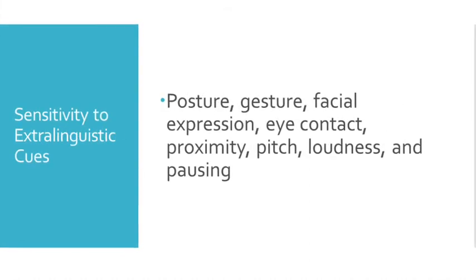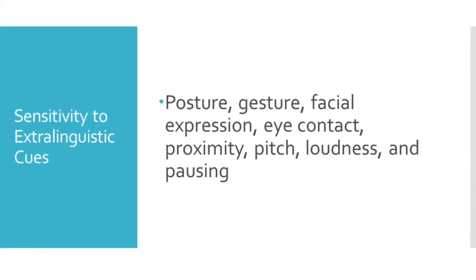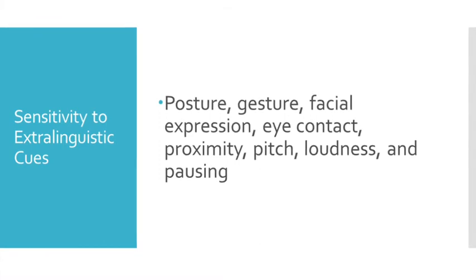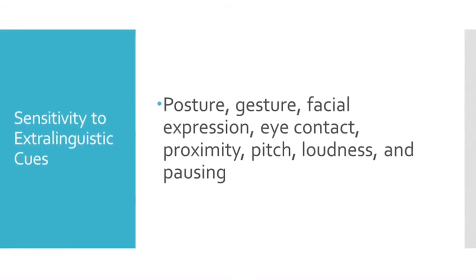The final building block of pragmatic development is sensitivity to extra-linguistic cues. Extra-linguistic cues include posture, gesture, facial expression, eye contact, proximity, pitch, loudness, and pausing. So babies observe lots of extra-linguistic cues in the process of developing their conversational skills from their earlier lives.